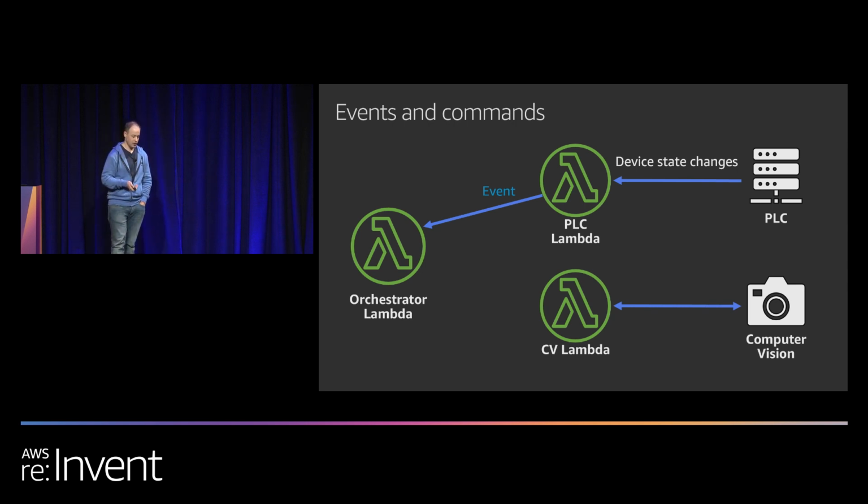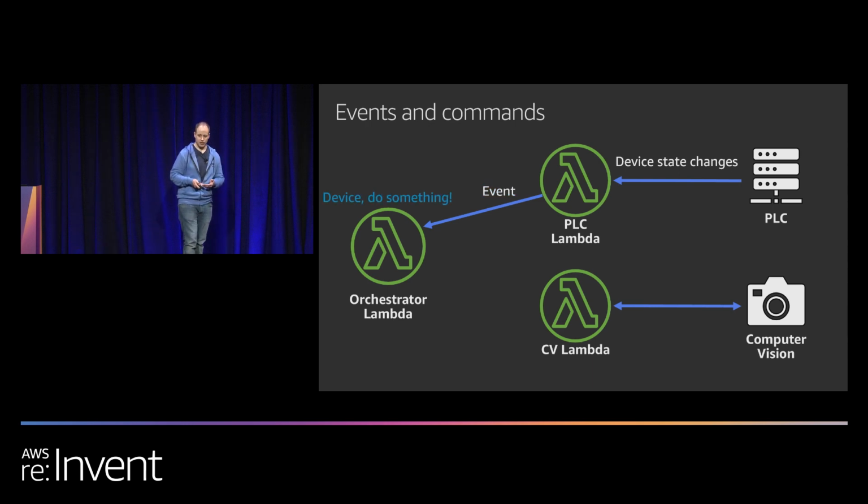This is very common and typically done as a result of some state change in your device. So on top here, we're seeing the PLC is constantly changing state and updating its internal state. Our PLC lambda is talking the device-specific protocol to read that state change and transforming that device-specific information into some object model that you're using to represent it as an event and send it to the orchestrator so that it can consume that information and make some intelligent decision.